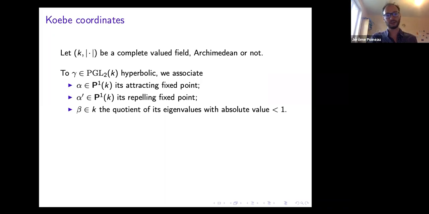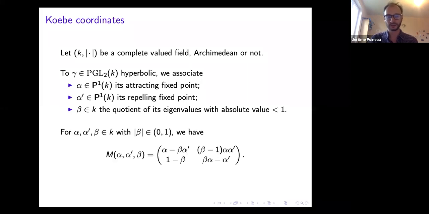Okay, and of course you can go the other way around. If you know alpha, alpha prime, you know beta, you can write down explicitly what the Möbius transformation is. You have some explicit matrix like this. Very good.